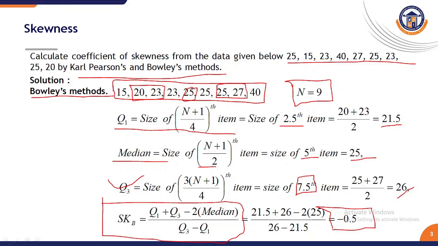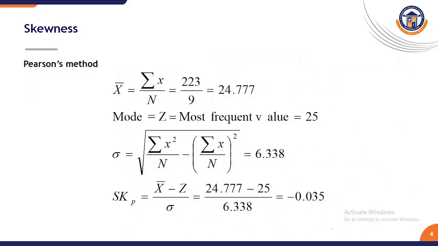The same skewness is calculated by Pearson method. Here the Pearson formula is x bar minus Z divided by sigma. X bar is the mean of the given distribution, Z is the mode, and sigma is the standard deviation. These are evaluated by using these formulas. X bar equal to sum of x divided by n. So mean value is 24.7.